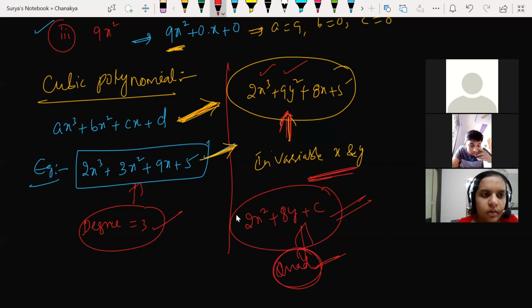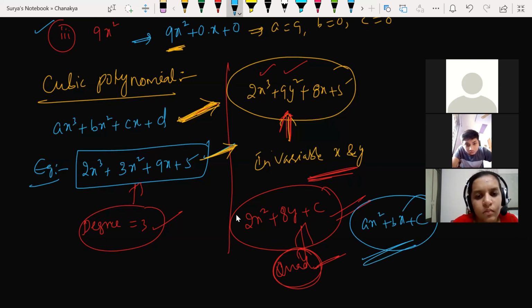Why? Just now we said that the highest power of the variable is supposed to be 2. Here we have 2. Why can't it be a quadratic polynomial? We cannot say that, since the standard form is ax square plus bx plus c. If it is in a single variable and the highest power of the variable is 2, then I could call that expression a quadratic polynomial.